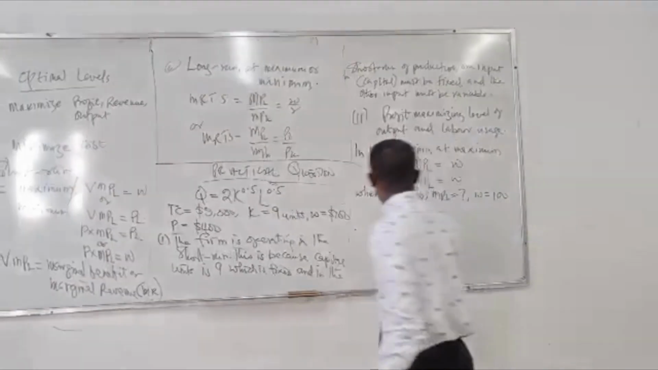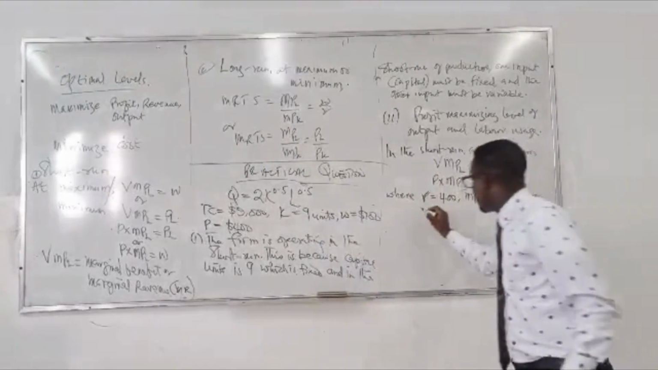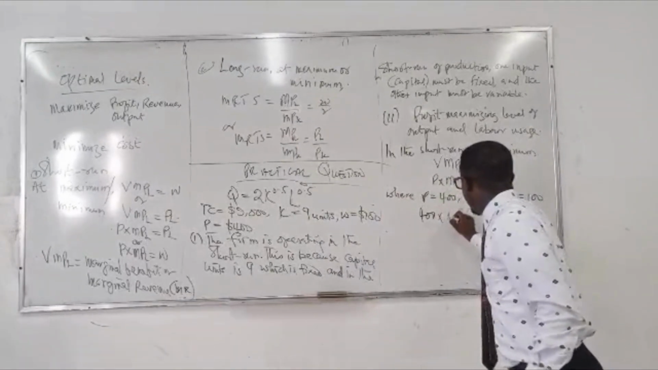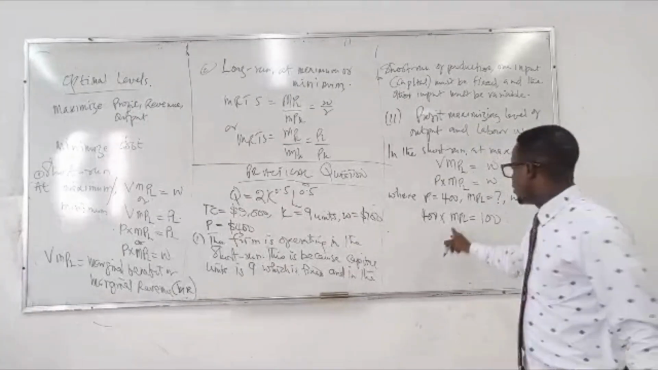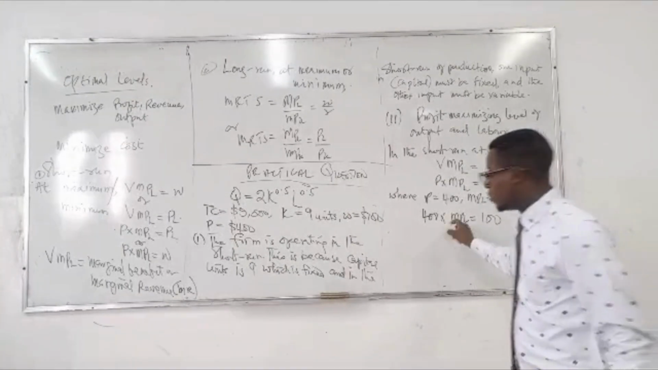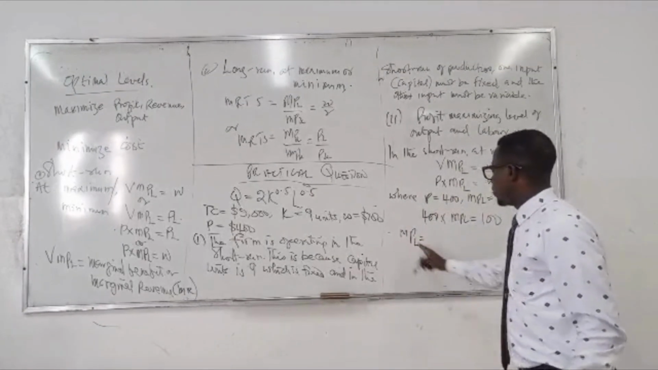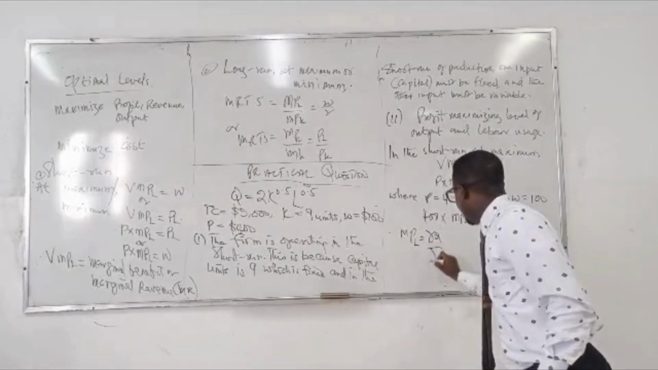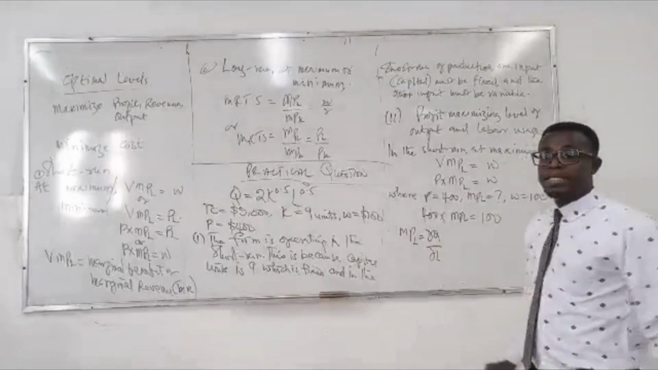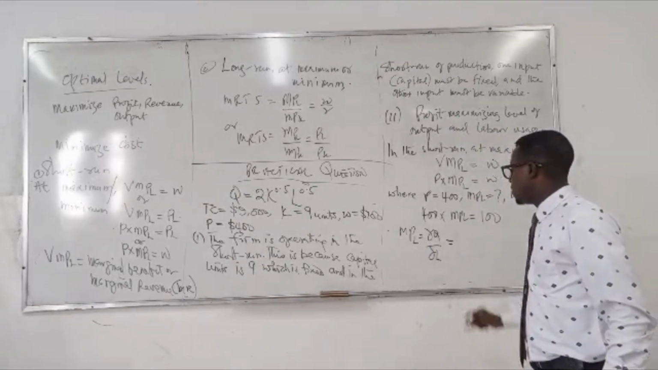Therefore, from the formula above, we say 400 times the MPL equals the wage, which is 100. Then I have to find the unknown, which is the MPL. Remember the formula from calculus: dQ over dL is the marginal product of labor.